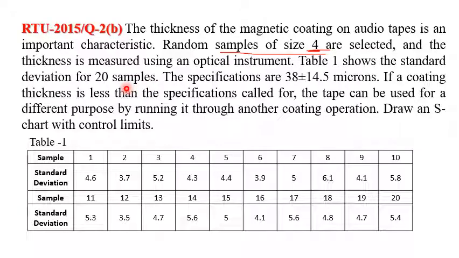So S, that is the standard deviation for 20 samples, is given, and the specification is 38 plus minus 14.5 microns. If a coating thickness is less than the specification called for, the tape can be used for a different purpose by running it through another coating operation. The question asks us to draw an S chart with control limits, and the table is given. Here there are a total of 20 samples, this is sample 10 and another 10 samples, and here the standard deviation S is given for all 20.